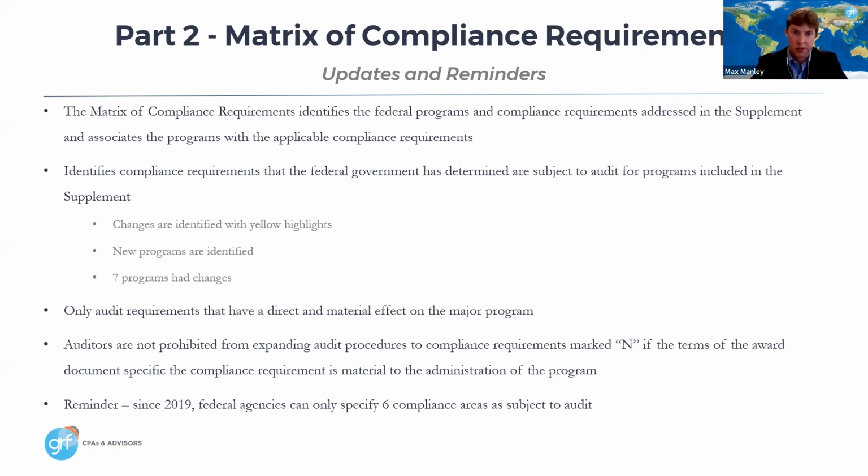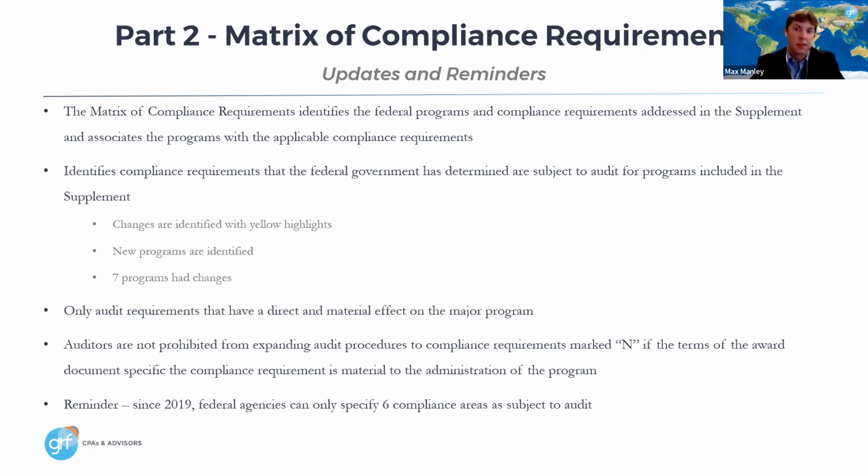And the way the matrix works, just as a refresher, is that if your program is included in the matrix, it will have a yes or no next to each of the 12 compliance requirements. If the requirement is marked with a yes, then it is potentially subject to audit. But do keep in mind that only requirements that are direct and material need to be audited. So for example, your program might have a yes under procurement, suspension, and debarment, but if there were no major procurements conducted under that program during the year, the requirement would probably not be direct and material, so you would not need to perform any audit procedures.